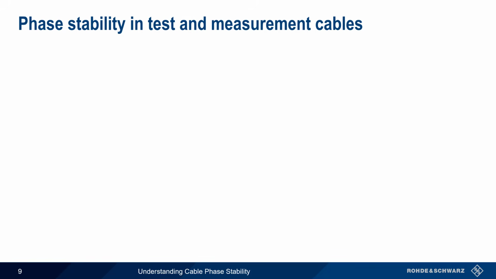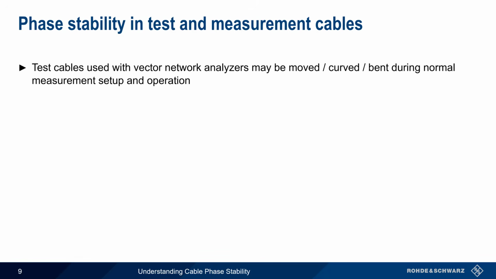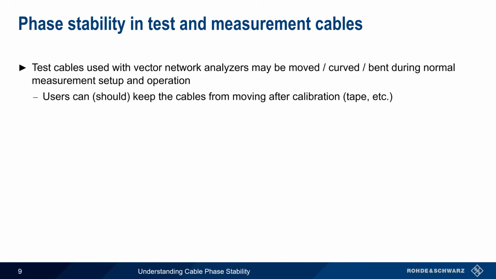Let's take a few moments to talk more about phase stability in test and measurement applications. When working with VNAs, it's very common for test cables to be moved, curved, or bent, particularly during test setup. Once the setup has been completed and calibration has been performed, it's a good idea to try to minimize the movement of these cables. Sometimes adhesive tape is used to fix the cable to the test bench. But it's difficult to completely eliminate any chance of cable movement.